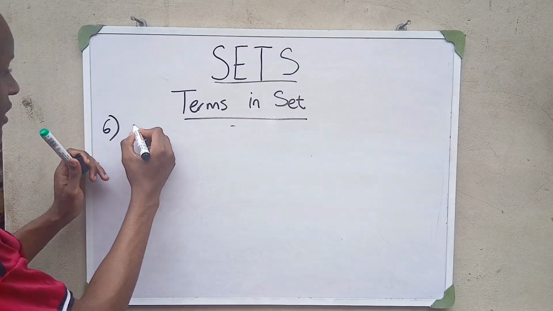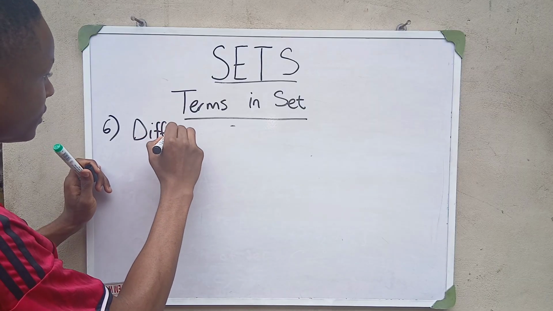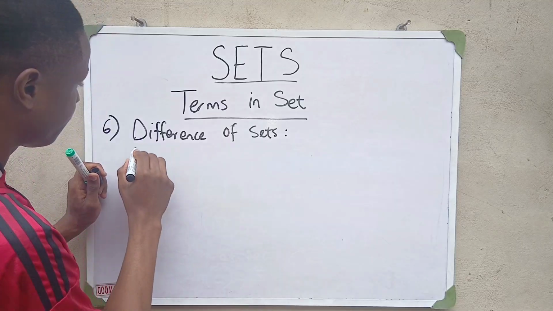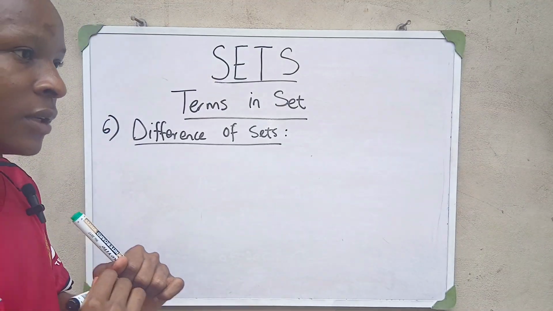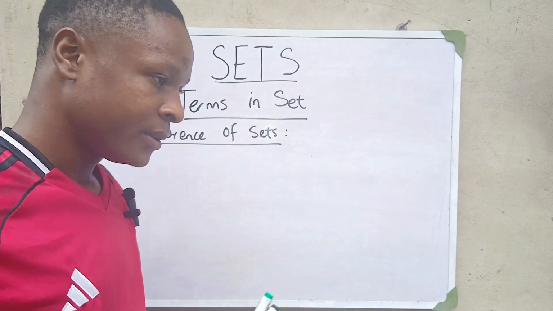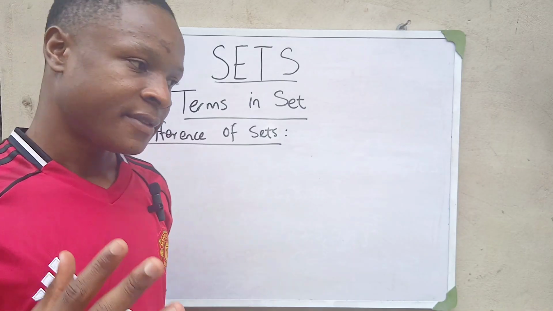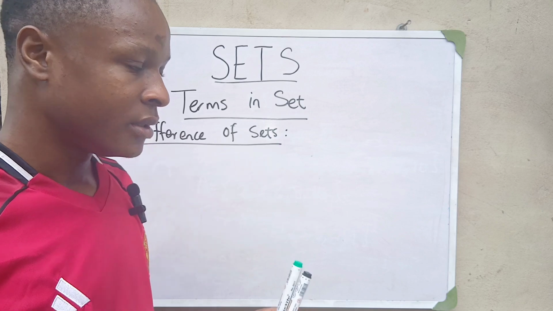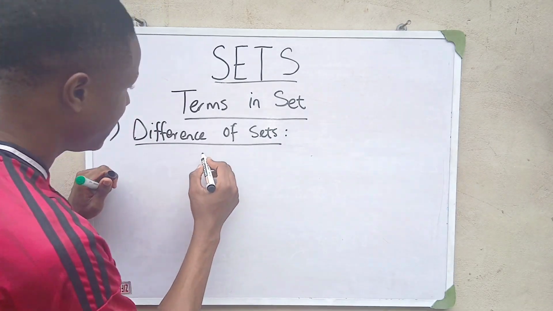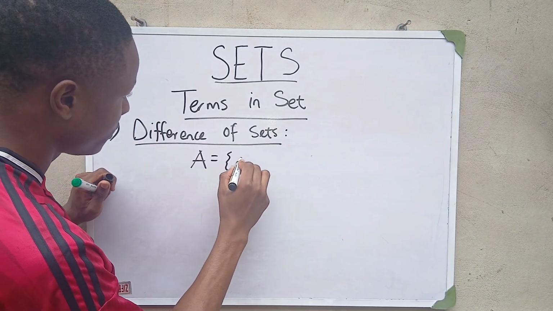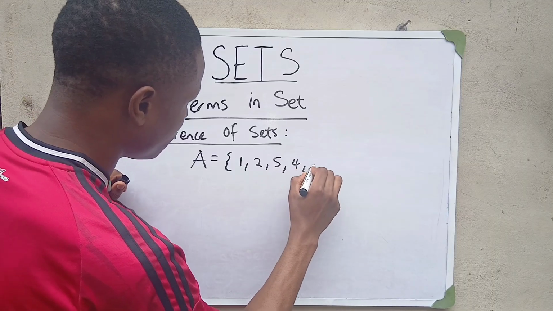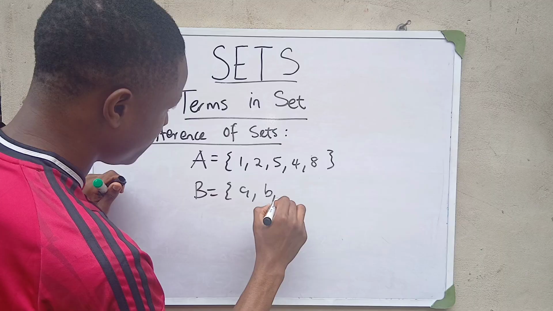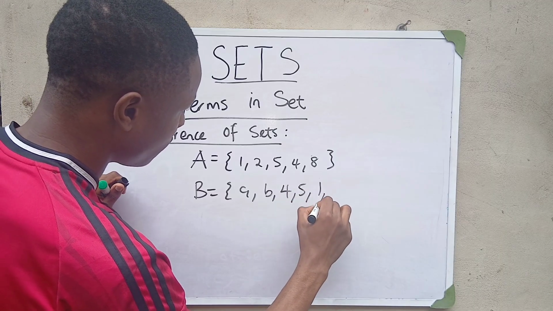The next term we need to know is called the difference of sets. Let's say we have sets A and B. If we want to find A difference B, it is the elements that are in A but are not in B. So let's say set A contains elements 1, 2, 5, 4, 8, and set B contains elements A, B, 4, 5, 1.